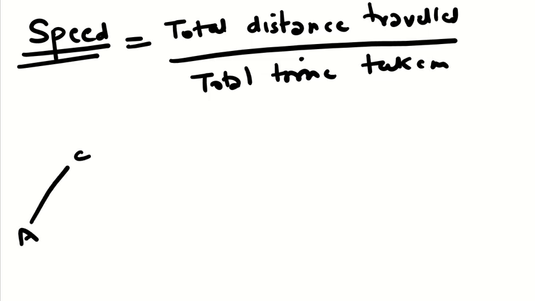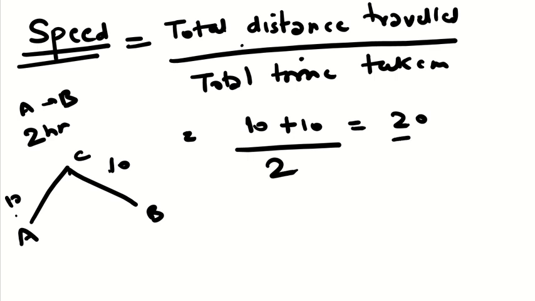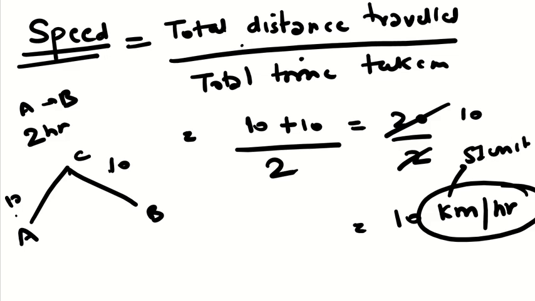Let me take this example. For example, a body goes from A to C, and B is the final destination, with 10 and 10, and it takes 2 hours to reach from A to B. Total distance traveled to go from A to B was 10 plus 10, that is 20. Whereas total time taken was 2. So 20 divided by 2 comes out to be 10. So the unit is kilometer per hour.